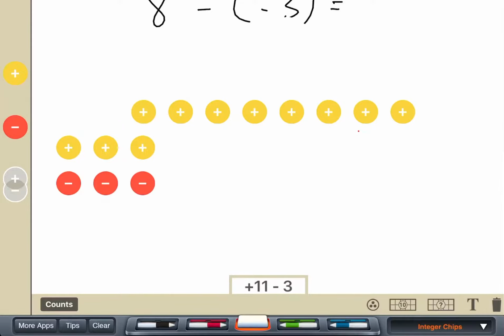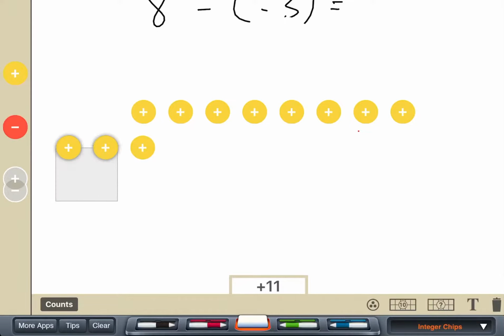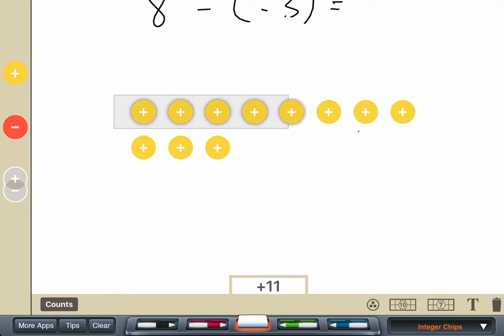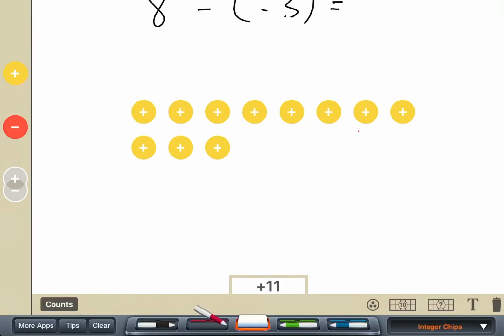If we take it away, let's find out our answer. I'm taking away the 3 negative counters that the question was asking for. And now we can count how many positive counters we have left. And we've got 11. 1, 2, 3, 4, 5, 6, 7, 8, 9, 10, 11. Or you can see it down below here. The answer is +11. All right. So this is the concept of subtracting integers by taking away. I was going to say taking away by taking away, which is also technically correct.